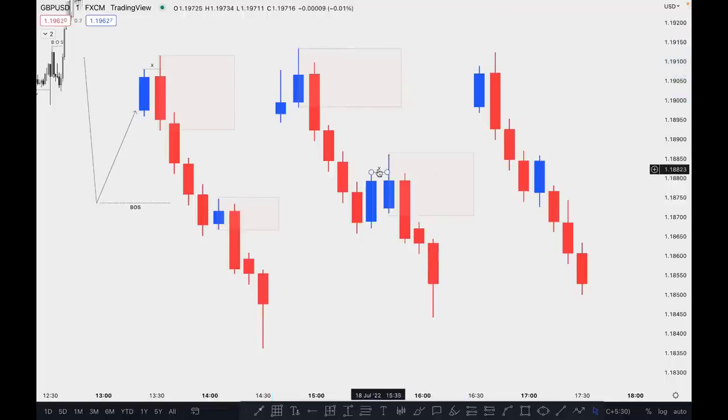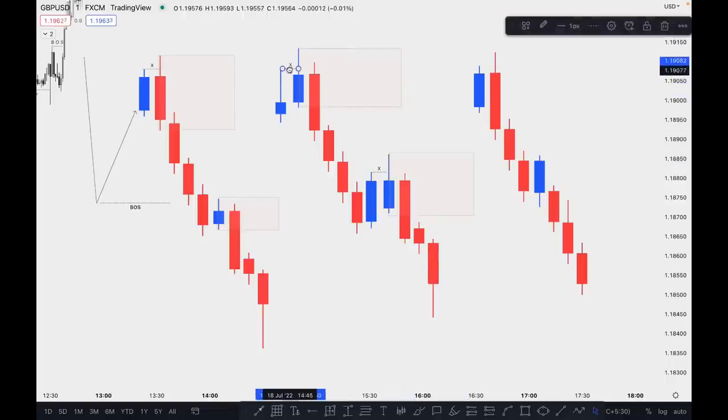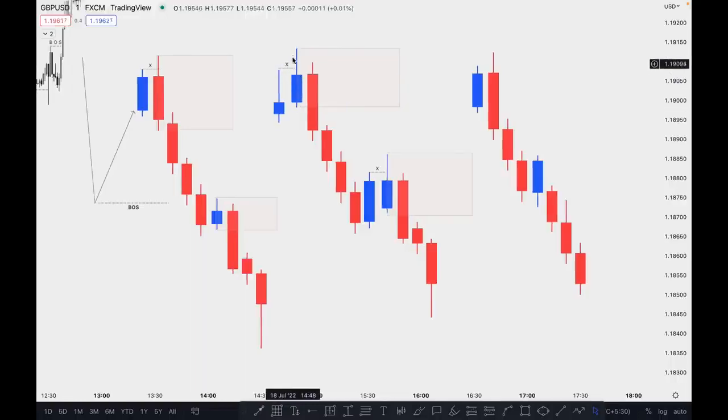Okay, and in this case you can see the same thing happen here. The market has taken out the previous high and closed below it, and this candle became our last buying candle before the sell. You can see this is our high probability order block. So these two order blocks are high probability.